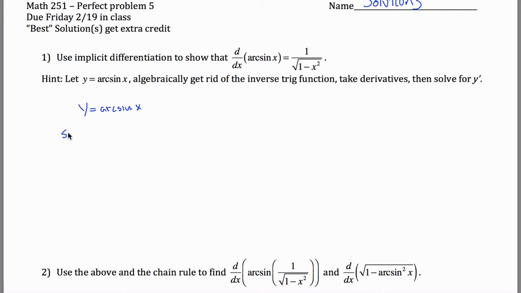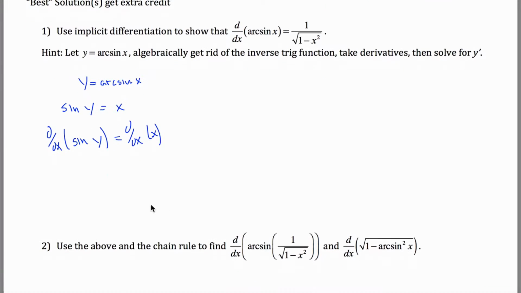So what I'm going to do first is some algebra, or I guess some trig. I'm going to take the sine of both sides of the equation. That'll get me here. And now I can take the derivative of both sides of my equation here. Well, the derivative of sine of y, remember you have to treat the y's differently. The y is a function, whereas the x is just a variable. This would be a chain rule problem. My outside function is the sine of this thing, and then my inside function is this thing y here.